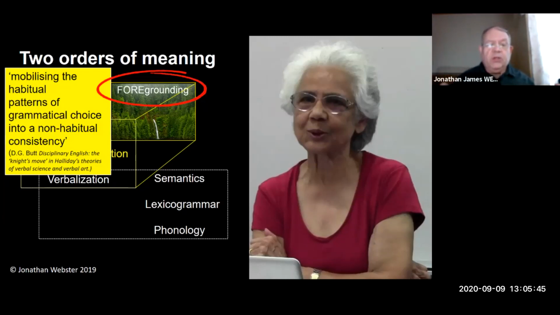And so you take that background, which is what is repeated. It is this patterning that occurs so commonly. Against that, though, is something that stands out that doesn't fit that pattern. What we're going to be saying is that it is mobilizing the habitual patterns of grammatical choice, taking something that we habitually do and doing it in a non-habitual way. All right?